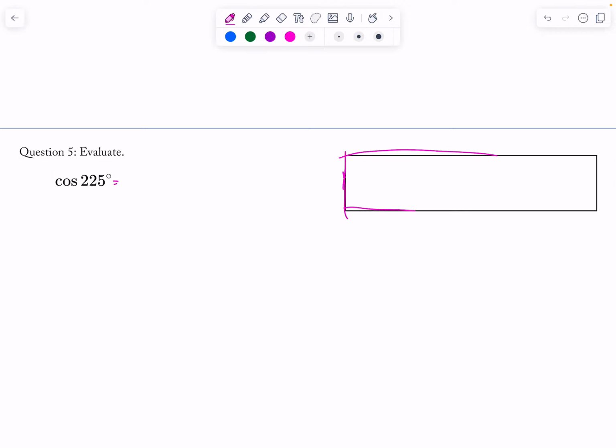Okay. So cosine of 225 degrees. So 225 degrees is in quadrant 3. Cosine is negative in quadrant 3. And then 225 minus 180 is 45. So this is negative cosine of 45 degrees. 45, 45, 90, 1, 1, root 2. So negative 1 over root 2, which is negative root 2 over 2.